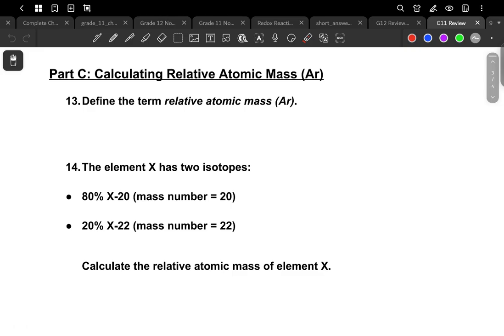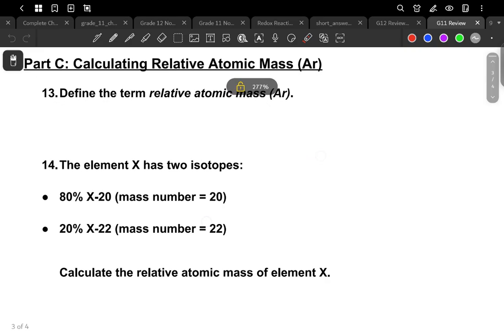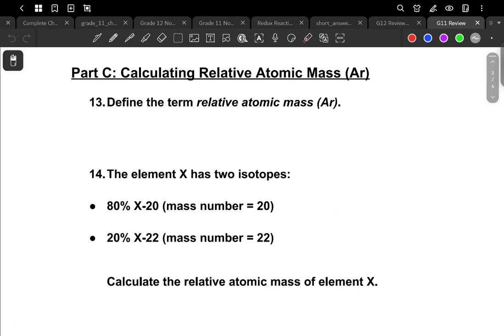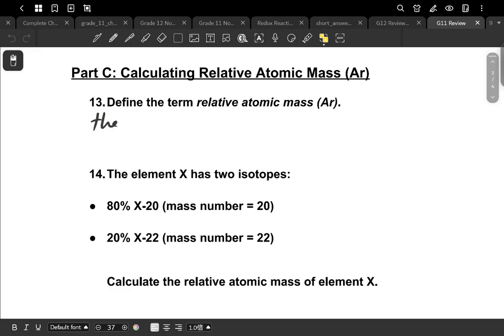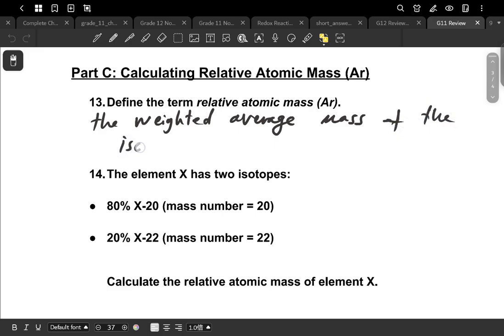Relative atomic mass. In the relative atomic mass, we take the mass of the isotopes and their abundance in nature. The question here asks you to define the term relative atomic mass. Actually, the relative atomic mass is the weighted average mass of the isotopes of an element.